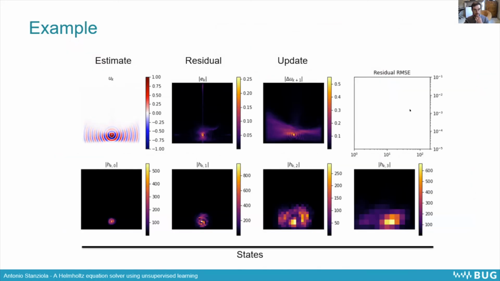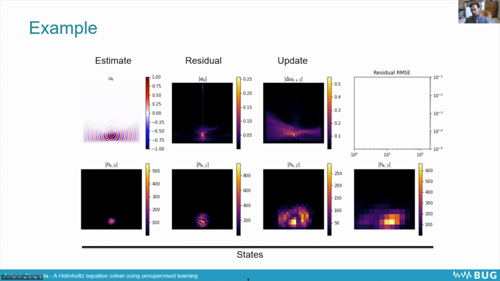And so this will be an example that tries to show what is going on inside the neural network as it's solving a problem. On the left side is our current estimate of the wave field. This is the residual that is fed to the neural network via applying the forward operator to the current estimate. This is the update predicted by the neural network, and on the bottom here, I'm showing what the hidden states are doing at each time.